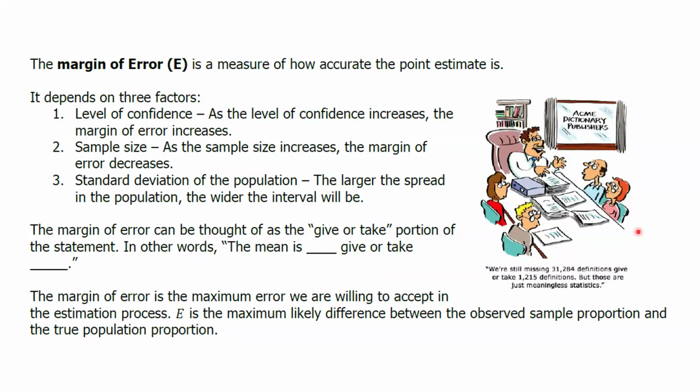So the margin of error can be thought of as the give or take portion of the statement. In other words, the mean is blank, give or take blank. So, for example, we could say the average height is 68 inches, give or take 2 inches, means the margin of error is 2 inches. So the margin of error is the maximum error we are willing to accept in the estimation process. E is the maximum likely difference between the observed proportion and the true population proportion.